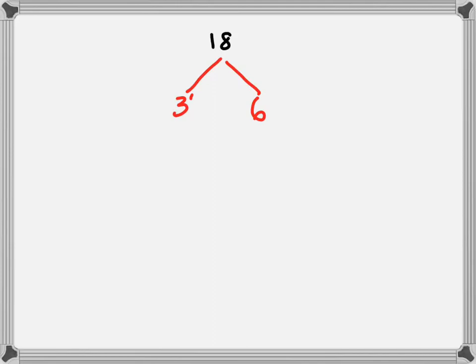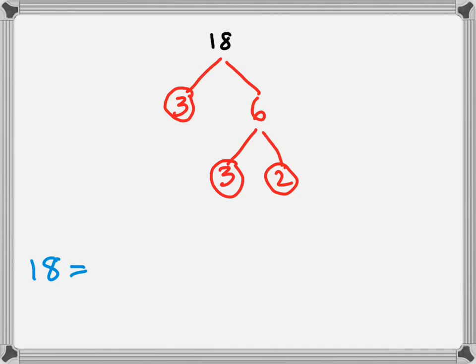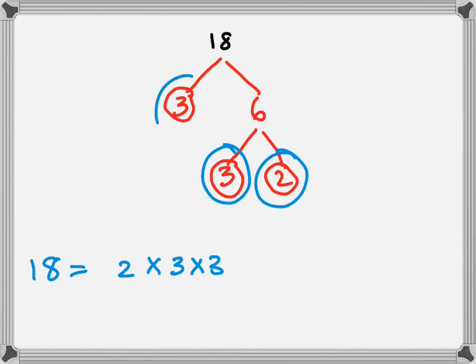3 is already a prime, so you can circle it, but 6 isn't, so we're going to break 6 up into two more factors. 3 times 2. 3 times 2 is 6. Okay, so now we've finished. We're going to list it. The prime factors of 18 are 2 times 3 times 3. Each leg has to end in a prime number for your prime factoring.